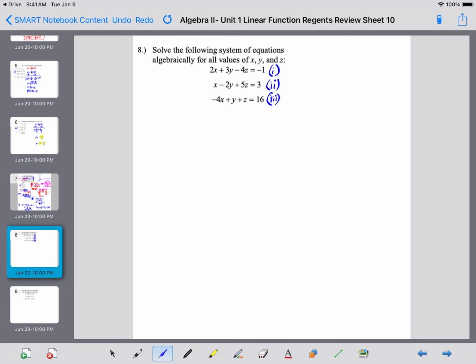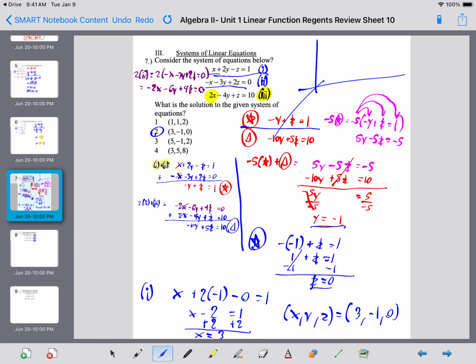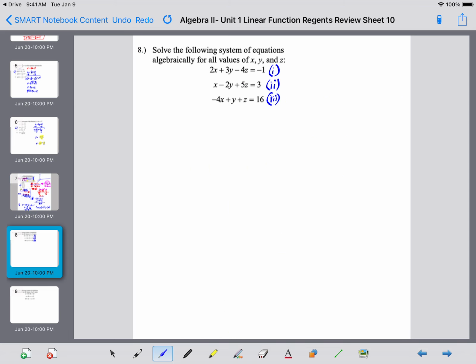What did we get rid of in the last one? The last one we got rid of x first, so let's get rid of z first, just to show that it doesn't have to maintain any real order. So, if we want to get rid of z, I'm going to multiply by 4 to get rid of negative 4z. So we're going to do 4 times equation 3 plus equation 1.